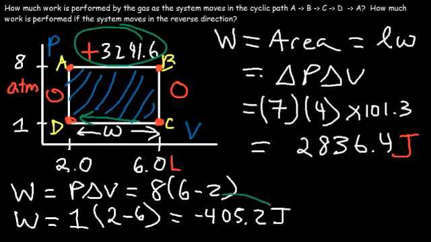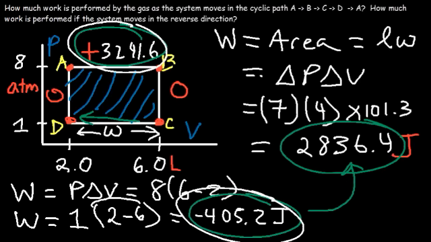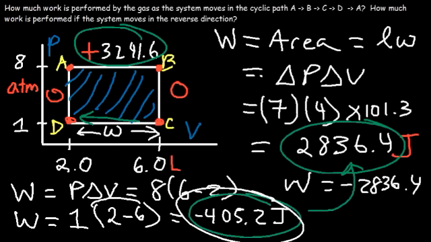So if we add these two values, 3241.6 plus negative 405.2, this is going to be equal to 2836.4. And if you go in the reverse direction, the numbers will be reversed. Instead of this value being 2 minus 6, it's going to be 6 minus 2. So this is going to be positive 405, and this will be negative 3241.6. You can try it. But going in the counterclockwise direction, the work will be negative 2836.4. That's the answer to the second part of the problem.